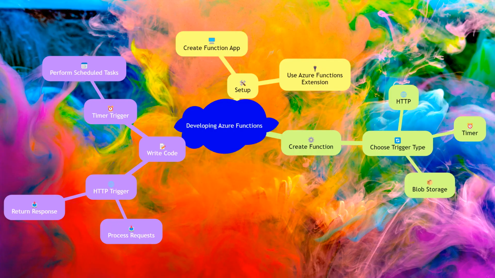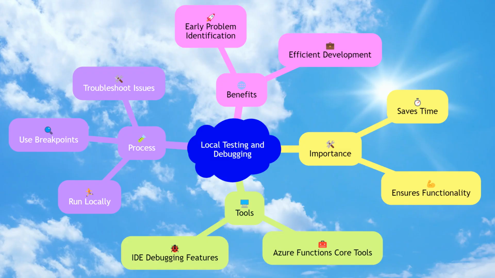Once your function app is created, you can start developing your first function. In Visual Studio Code, use the Azure Functions extension to create a new function. Choose a trigger type, such as HTTP, timer, or blob storage, and provide the necessary details. Write the function code to handle the trigger event and perform the desired actions. For example, an HTTP-triggered function might process incoming requests and return a response, while a timer-triggered function could perform scheduled tasks.